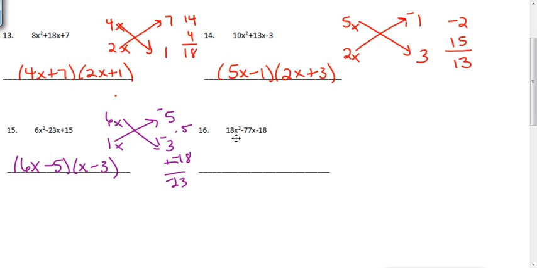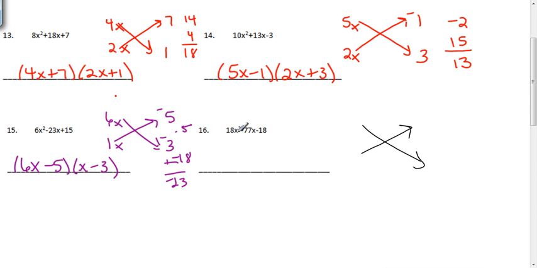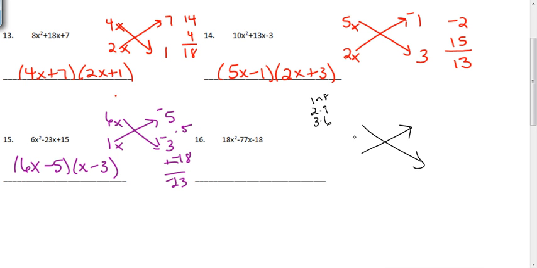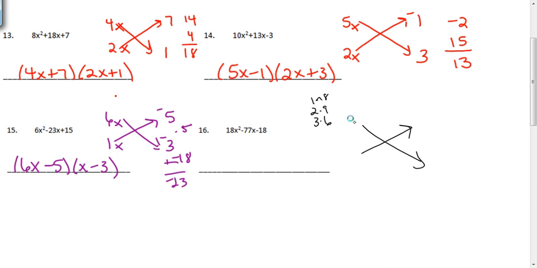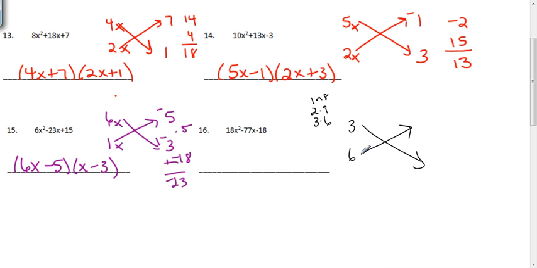Okay, number 16, no greatest common factor between 18 and 77. So I've got to start my Korean method again, because it's a trinomial. So 18 could be, oh, I've got a lot of tries this time. 1 and 18, 2 and 9, 3 and 6. So I'm going to try 3 and 6 to start with. So if I do 3 and 6, well, I can't put an 18 across from a 3. I can't put an 18 across from a 6, so that won't work.